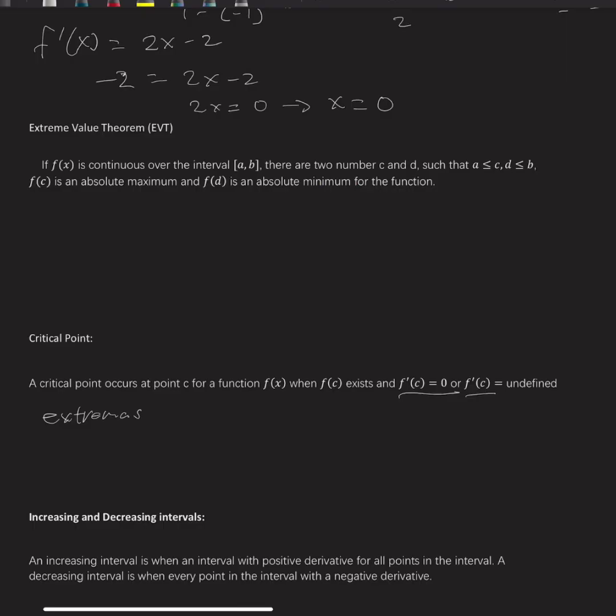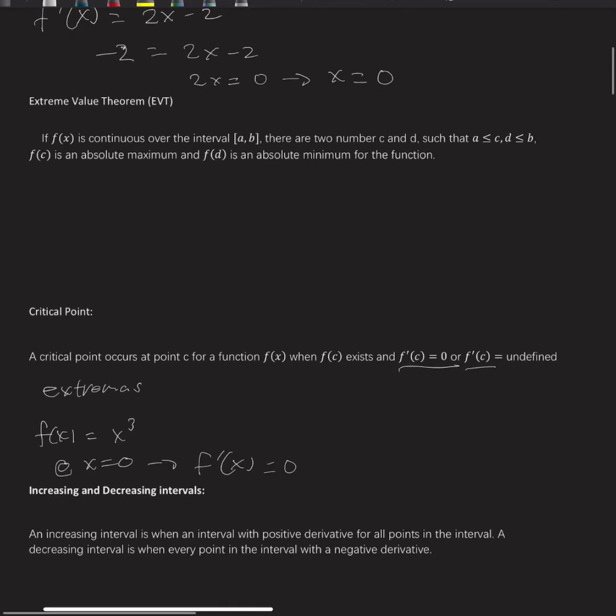extraneous points. For example, f of x is equal to x cubed at x equal to 0. f prime of x is equal to 0, but this is not an extrema point. But a critical point gives you all the extrema, but you have to identify if they are extrema or if they're extraneous.